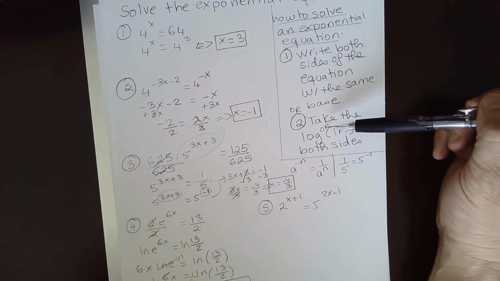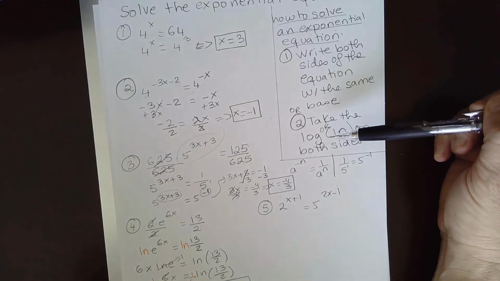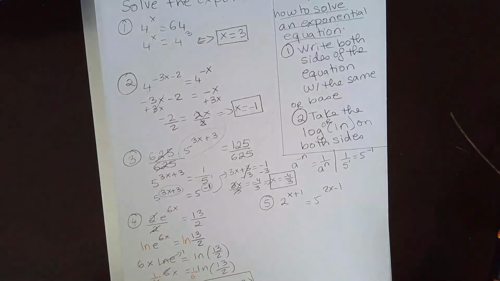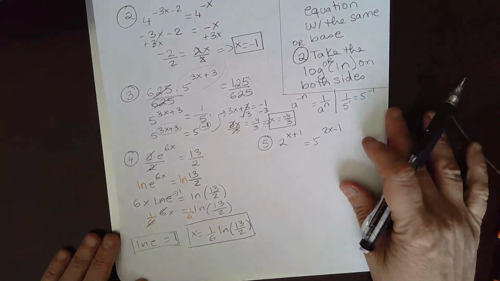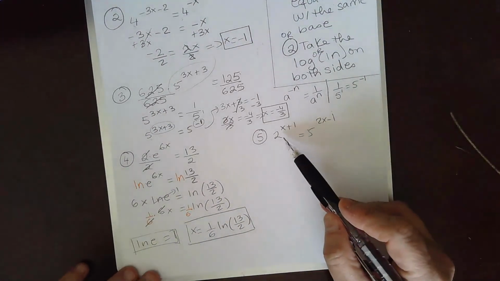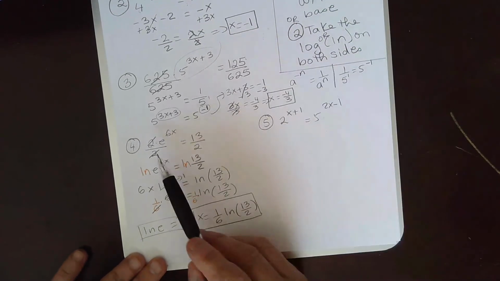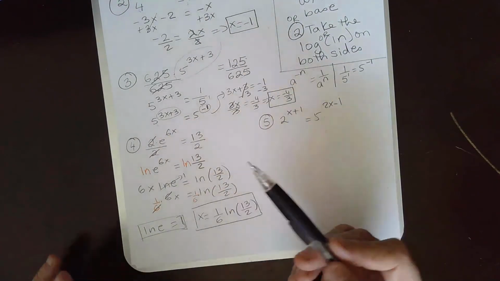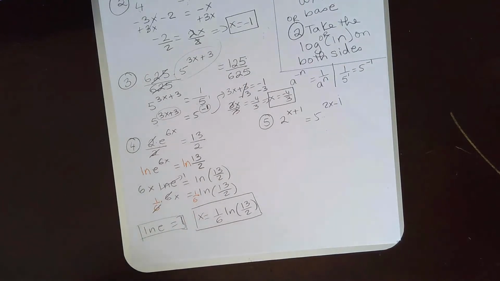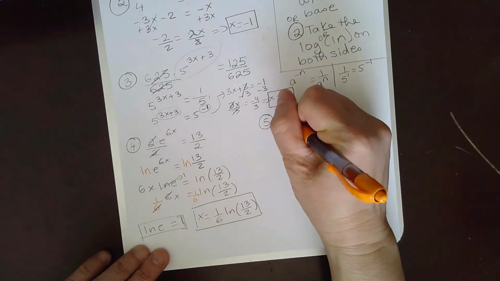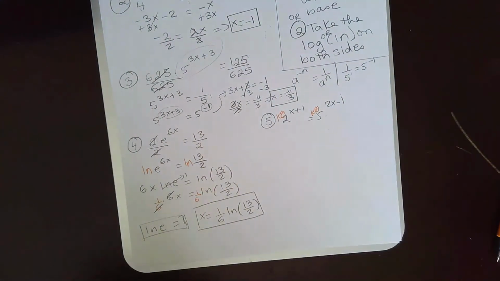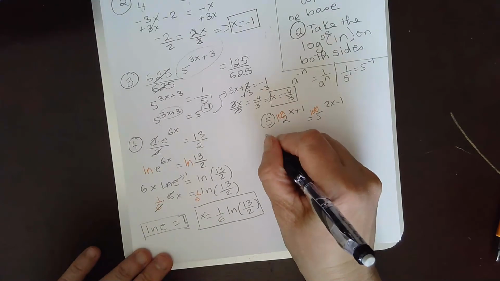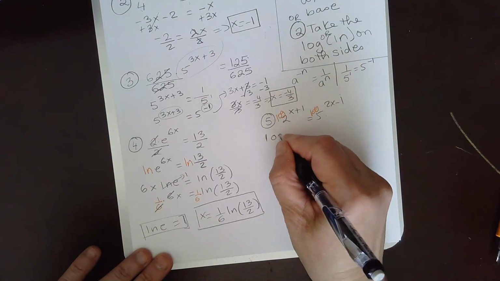If you cannot write both sides of the equation with the same base, we have to take the log or ln. It doesn't really matter which one you take. I usually take the log if you have numbers and take ln if you have e. So I'm going to take the log. I've noticed that the book uses ln. It would work for both.